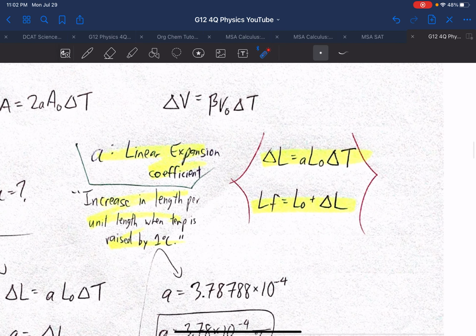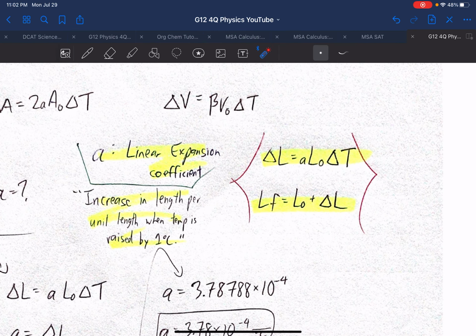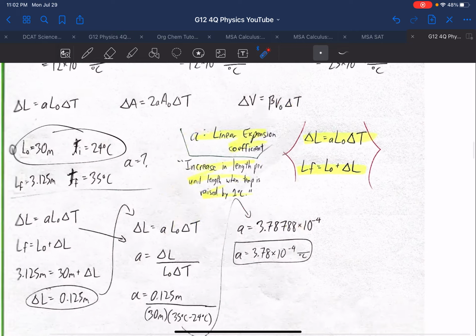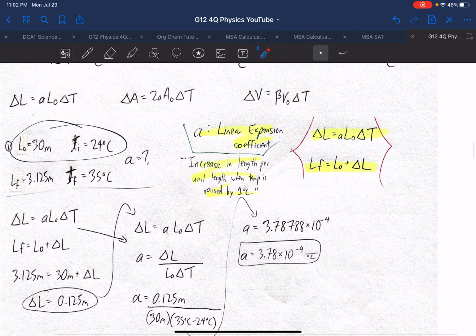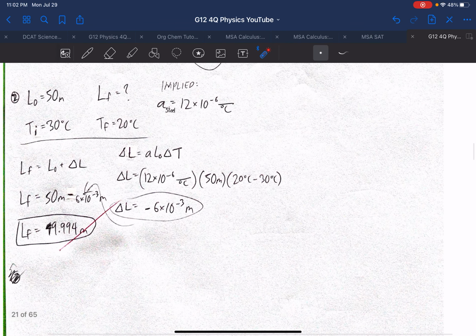More important formulas to know. Change in L, this is what we used. Actually, these are the two formulas that were used in question 1. This one is this. That one is that. Okay, let's go to number 2.